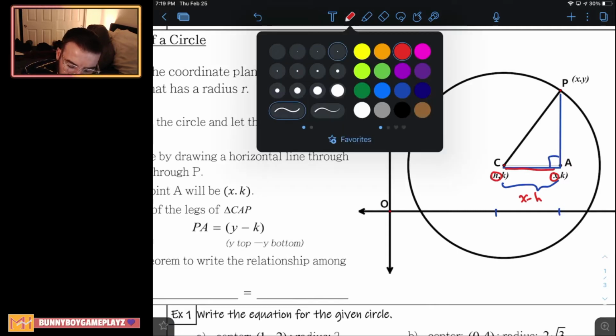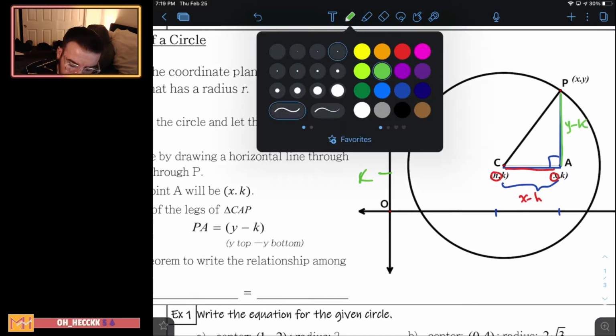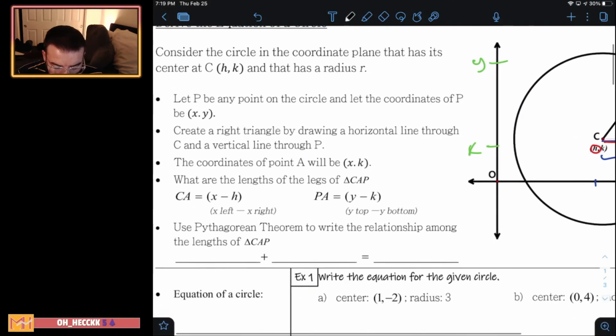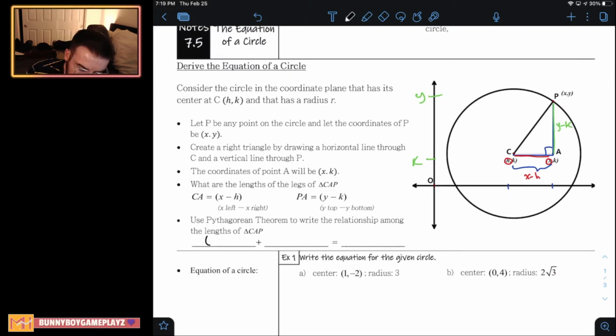And then what about the vertical distance? Well, how far apart are the y values, y and k? So you subtract those as well. Now, if you were to write the Pythagorean theorem, this distance of x minus h squared is leg number 1, a squared plus b squared, leg number 2, equals c squared.